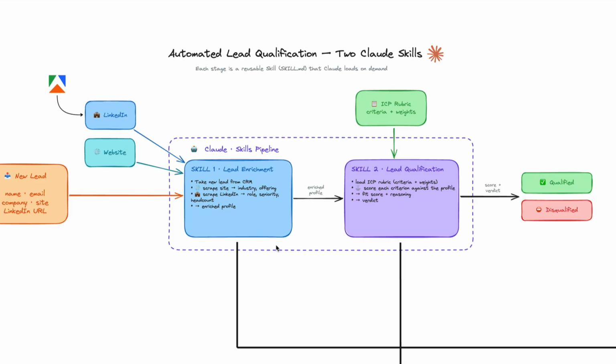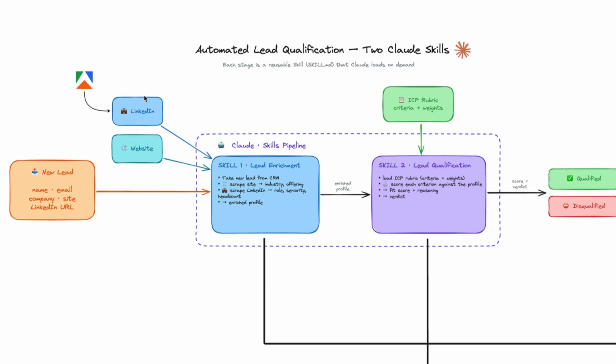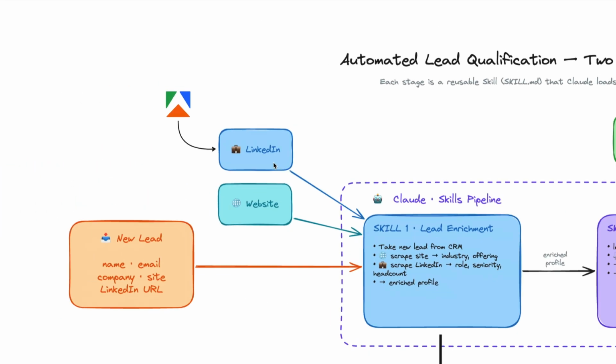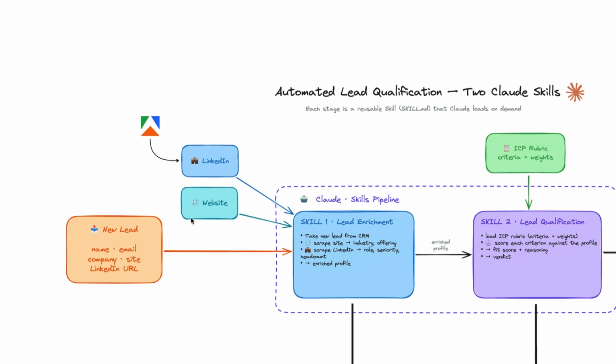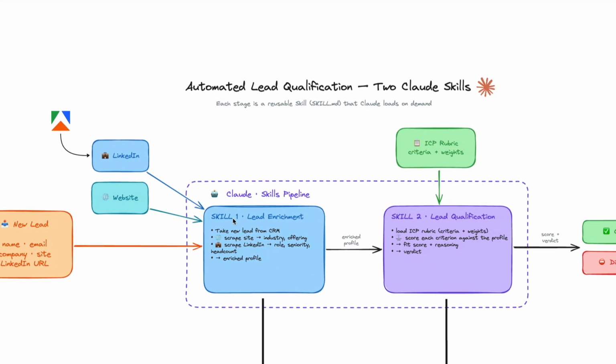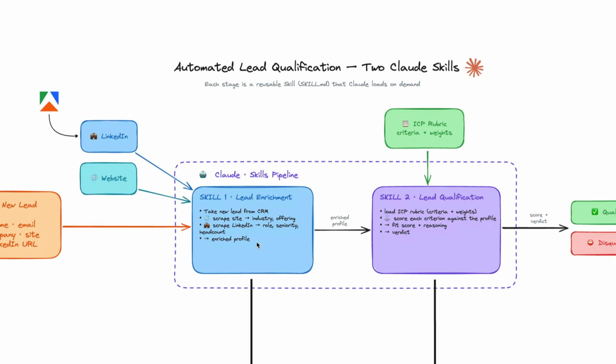Now, there are also a few external elements that connect to these skills in order to make them work. For example, in the lead enrichment skill, we have a connection to LinkedIn and a connection to the person's website in order to be able to extract information from there and bring it into the context of Claude to be able to accomplish this lead enrichment.